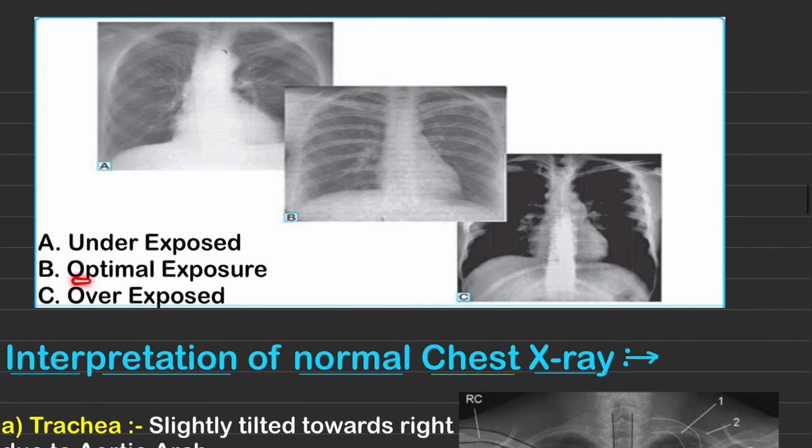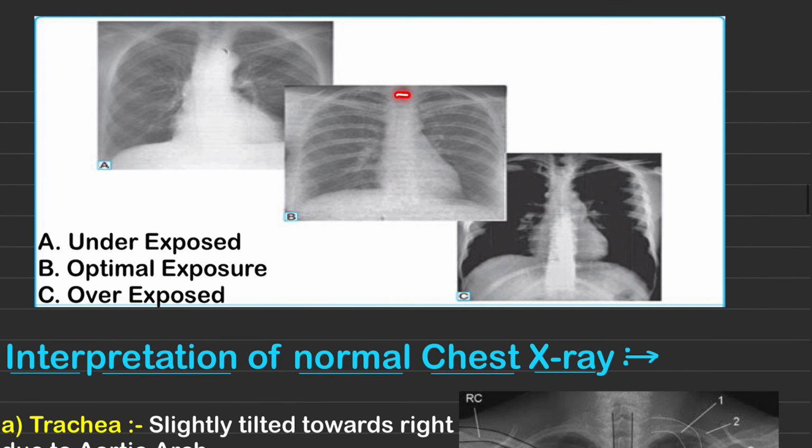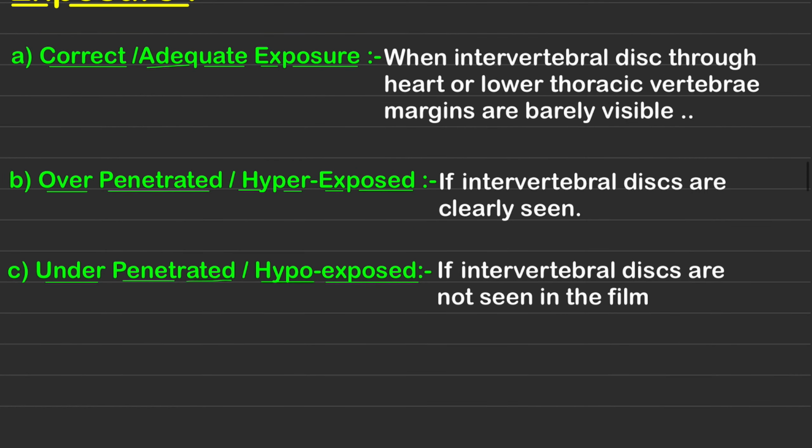So here you can see optimal or adequate exposure. In this we can see the intervertebral discs are barely visible. We can't see them properly, but at least we can get an idea that yes, there are intervertebral discs we can see. Then comes the hyper exposed or the over penetrated.